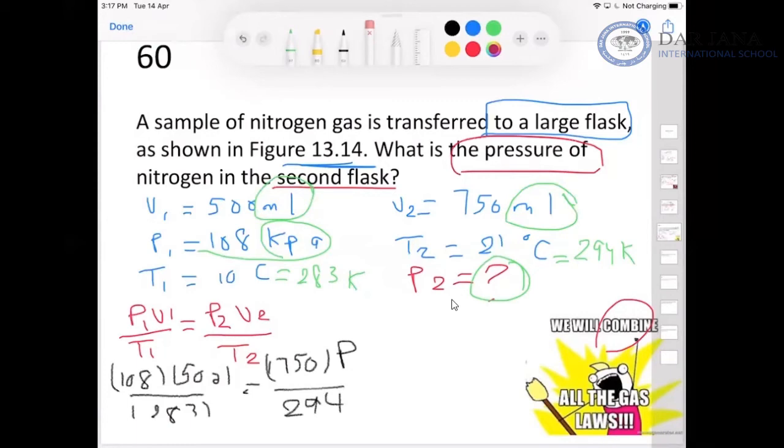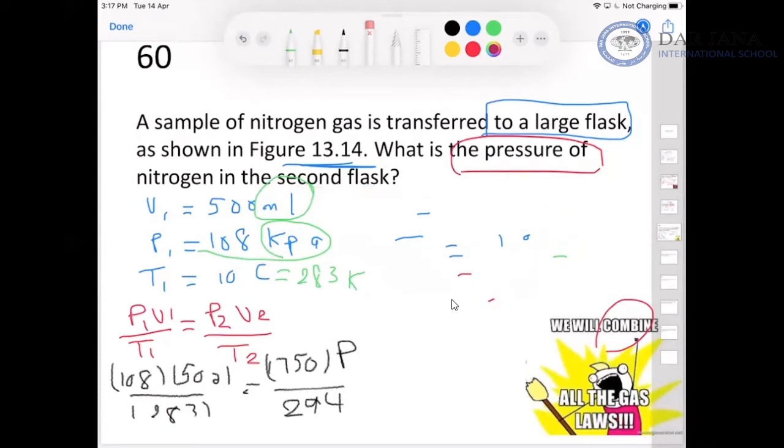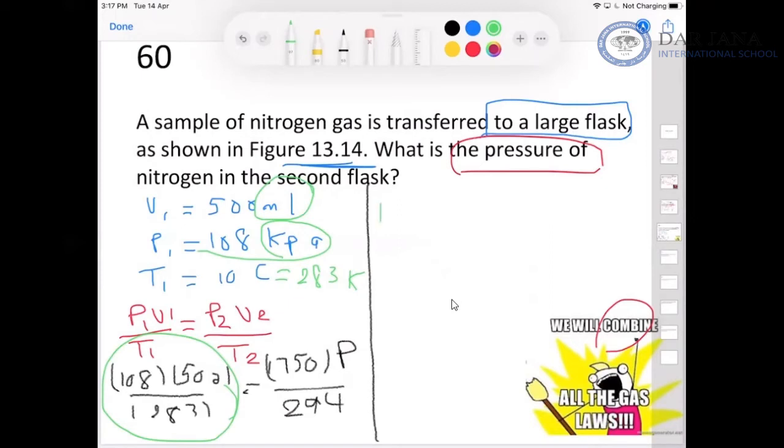I will do the algebraic steps here. So I will erase this one here for more space. And then we are going to solve this equation. Of course, you need to use your math skills to find the unknown. So you plug these numbers into your calculator. I'm going to end up with 190.8 equals, and then in the calculator, 750 over 294, so I will have 2.55 P.